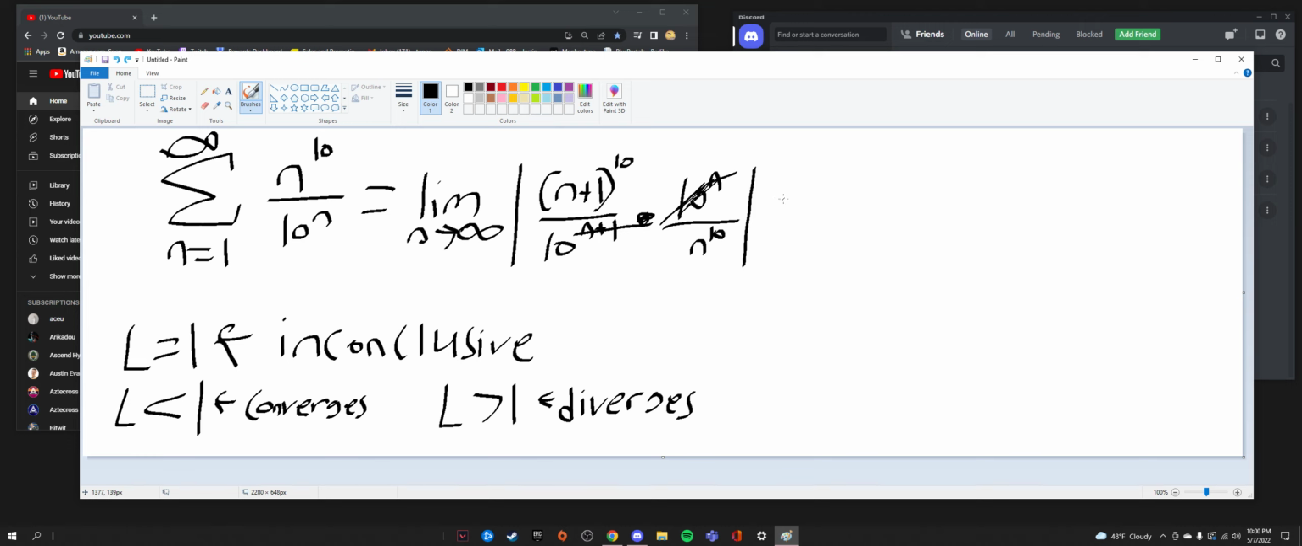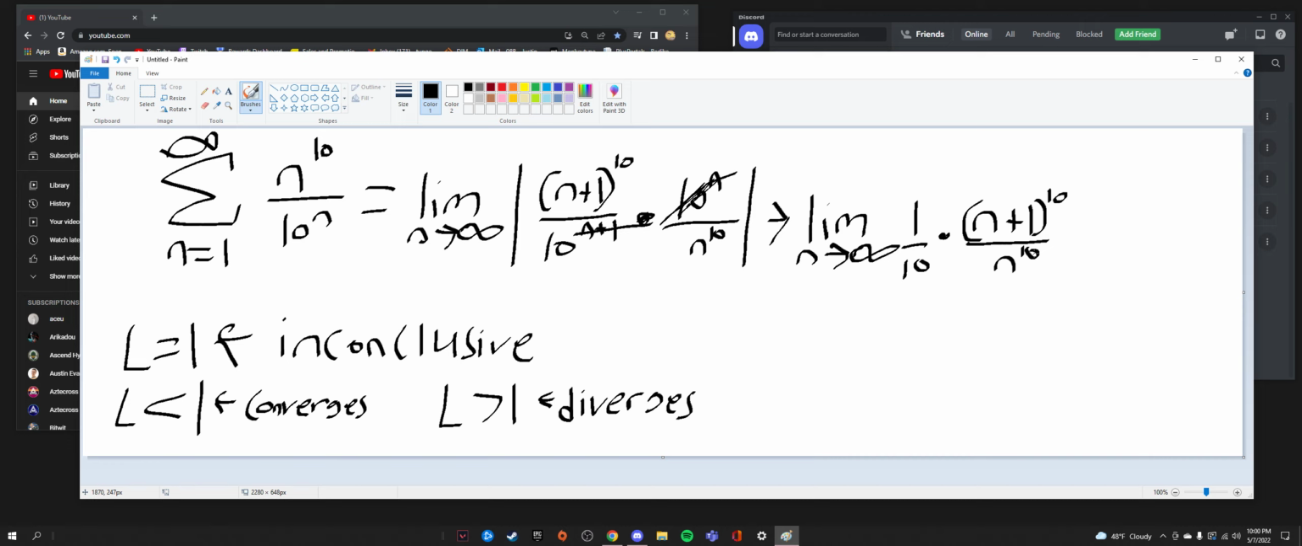So now what we're left with, and in this case I'm going to split up the fraction 1 over 10 with the rest of the thing, so we would have our limit as n approaches infinity of 1 over 10 times n plus 1 to the 10th over n to the 10th.